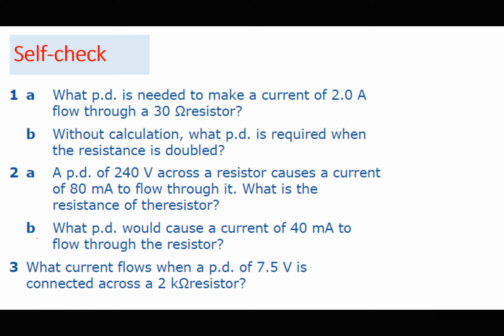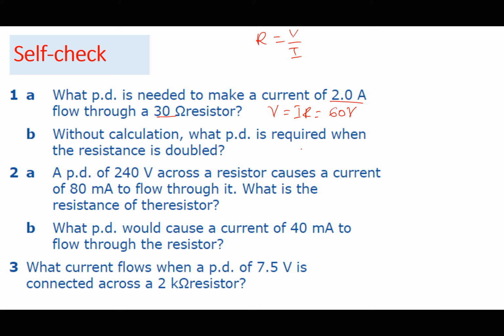Question 1. What PD is needed to make a current of 2 amperes flow through a 30 ohm resistor? So PD is, we have already said that resistance is equal to V over I. So V is equal to I times R. So you just substitute and you get 60 volts.